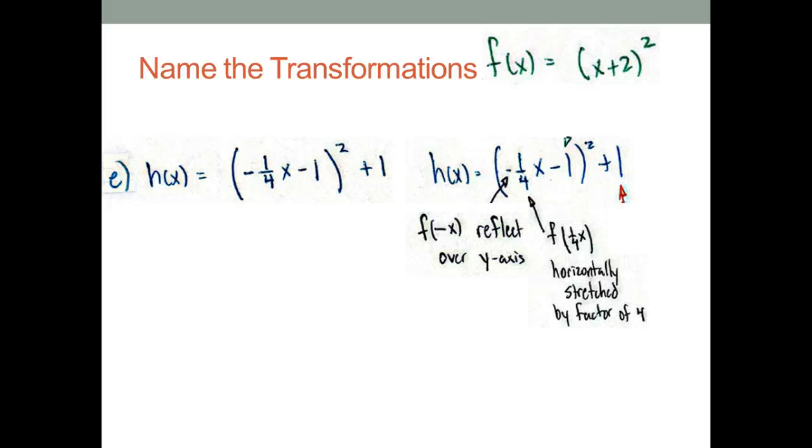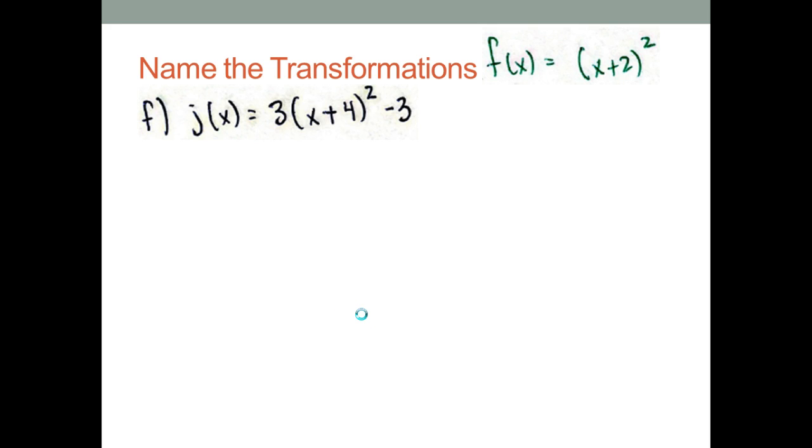And then I have the 1/4, which is a coefficient, and that horizontally stretches and makes the graph wider by a factor of 4. And you see here I have a -1 directly after the x. It used to be a +2, so 2 to -1 is -3, so I subtracted 3, so it moves right 3 units. And finally, at the end, I have a +1, and that moves the whole graph up 1 unit. This is another way of labeling all the different transformations that are occurring. There are 4 transformations occurring to this graph, h of x, given our f of x here.